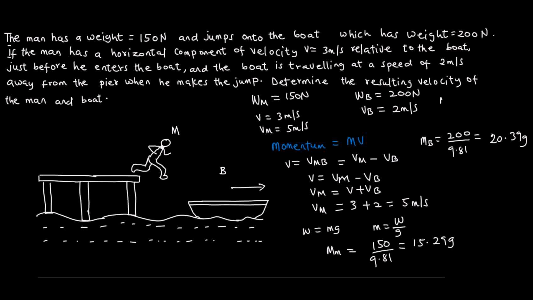So the mass of the boat is 20.39 grams, and the mass of the man is given as 15.29 grams. Okay, so that's the mass of the man. So with this data, let's go ahead and answer our question.